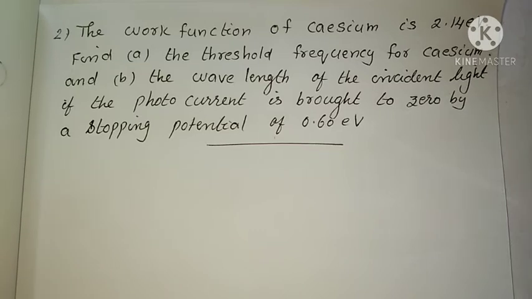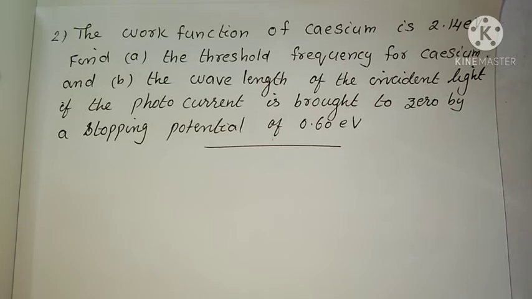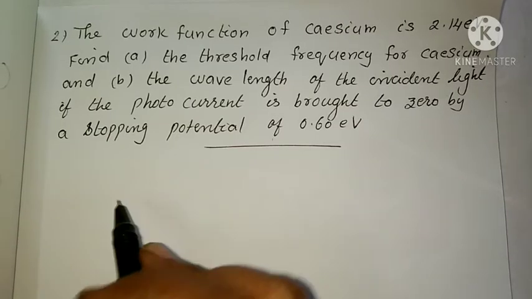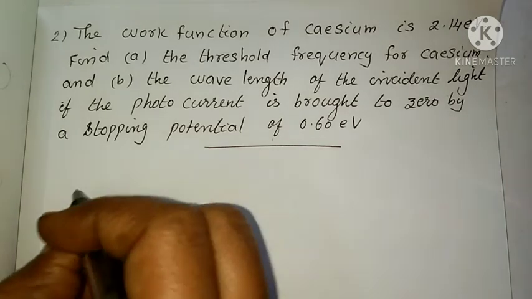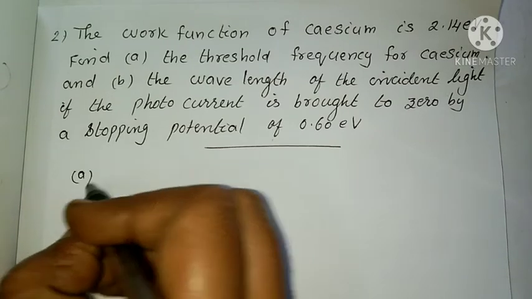So for the minimum threshold frequency, for the minimum cutoff or threshold frequency, we have the equation: energy h nu 0 of incident photon is equal to the work function. Clear? So we can write the first part.